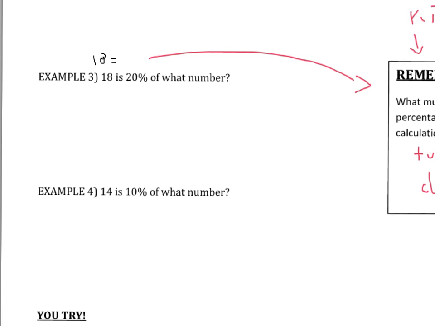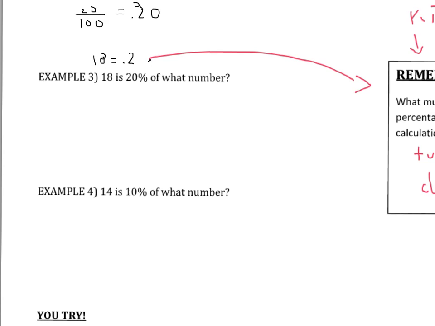Means equals, okay, 20%. Now, I see 20%. I'm going to need to change that into a decimal. And just as a little reminder, take your percent, 20, and put it over 100. And then we're going to divide. 20 divided by 100 is 0.2 or 0.20. So I'm going to put 0.2 in for 20%.